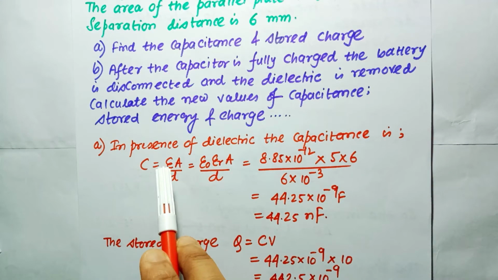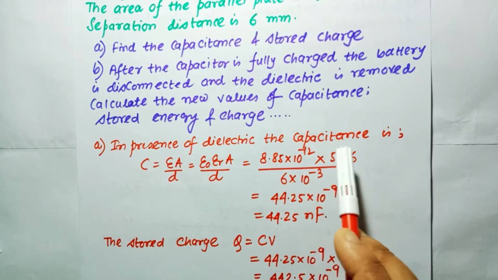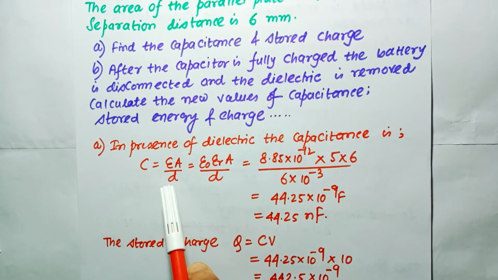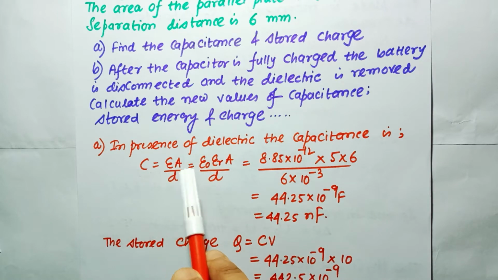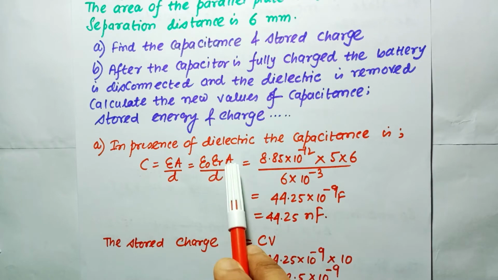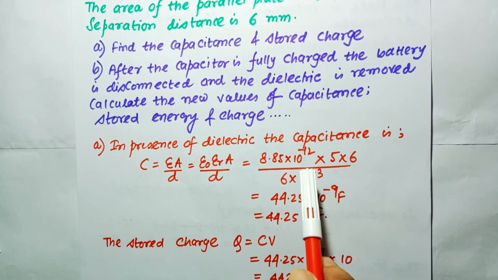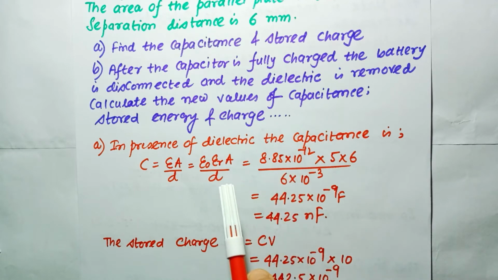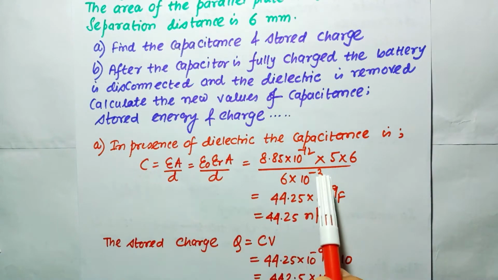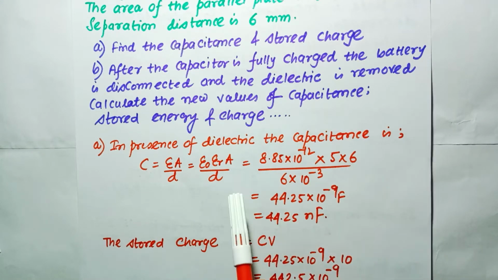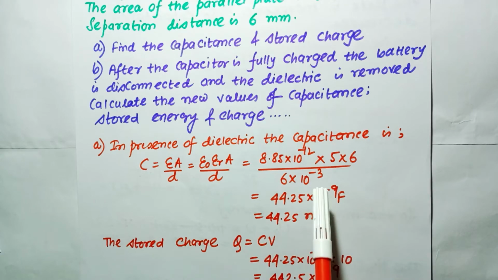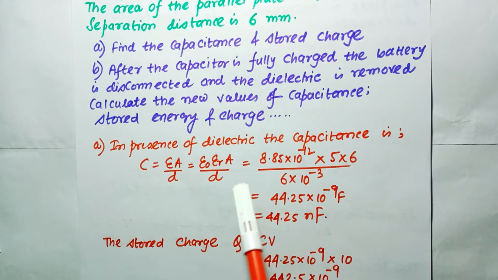We know that in the presence of the dielectric material, the capacitance for a parallel plate capacitor will be C is equal to epsilon A by D, where epsilon is the permittivity of the medium. So epsilon we can write as epsilon naught epsilon r times A by D. Now epsilon naught is the free space permittivity, that is 8.85 times 10 to the minus 12. Epsilon r is given as 5, times the area 6 meter square divided by D, which is 6 millimeter, meaning 6 times 10 to the minus 3 meter. So I will get the capacitance value of 44.25 nanofarad. Nanofarad means 10 to the minus 9 farad.